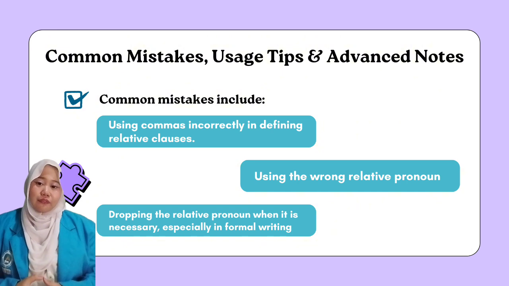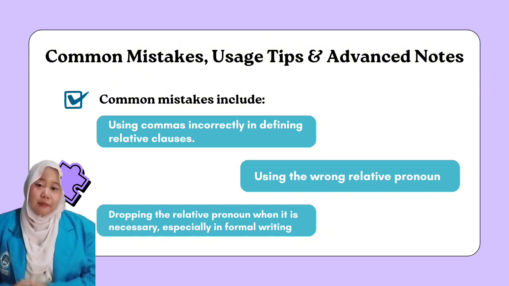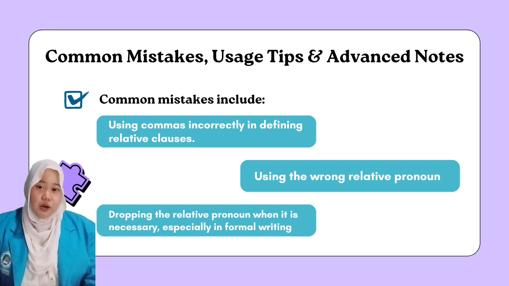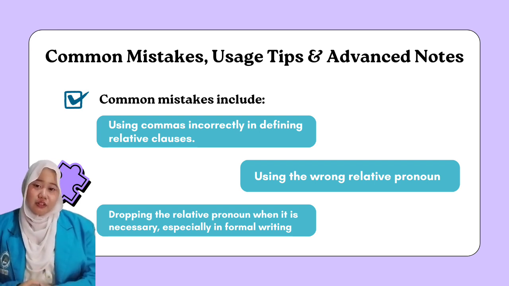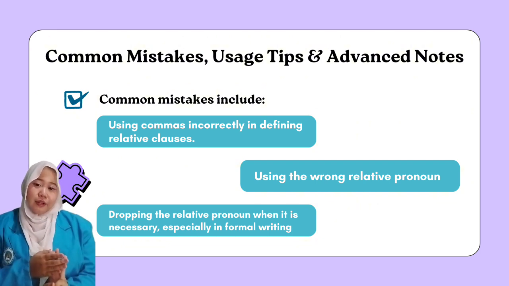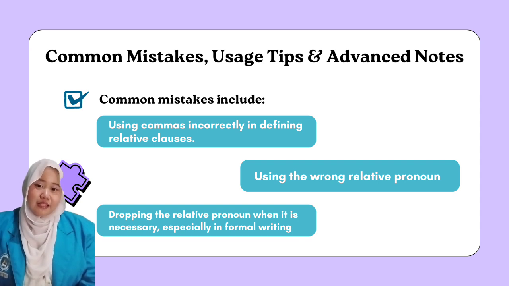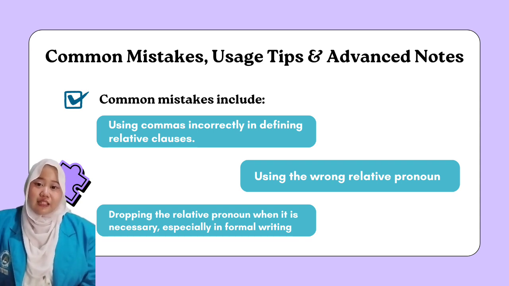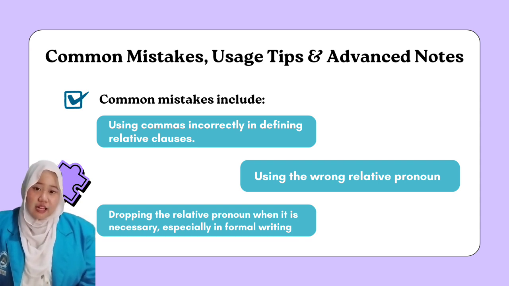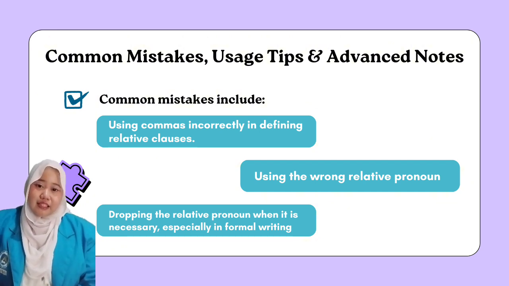When we learn relative clauses, it's very common to make mistakes that can change the meaning of our sentences or make them sound unnatural. So let's take a closer look. Common mistakes include 3 points. The first one is using commas incorrectly in defining relative clauses. Many students add commas where they shouldn't, which makes the sentence look like a non-defining clause, even though it's defining.